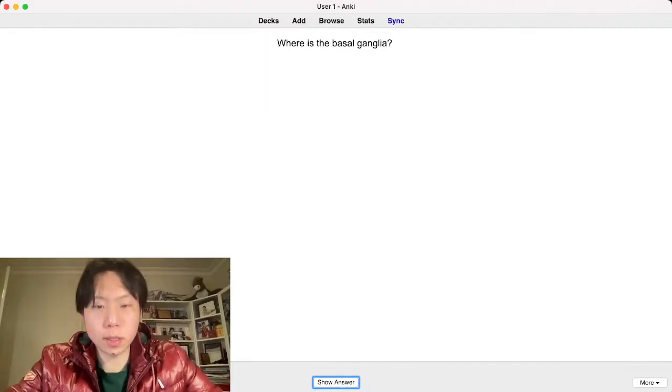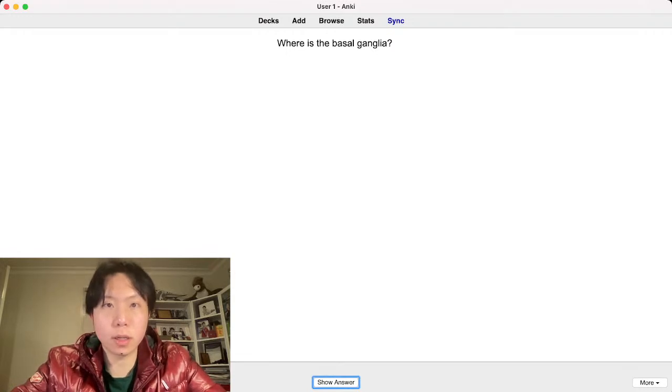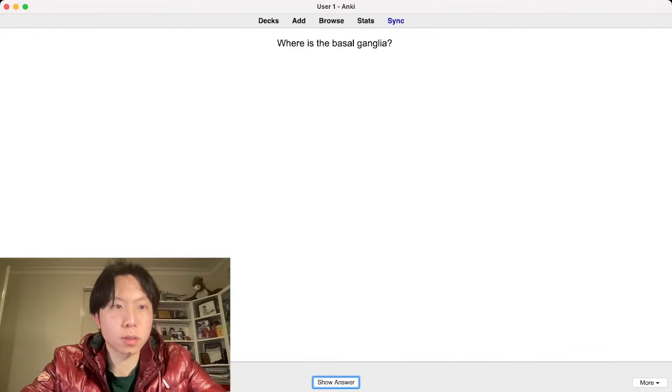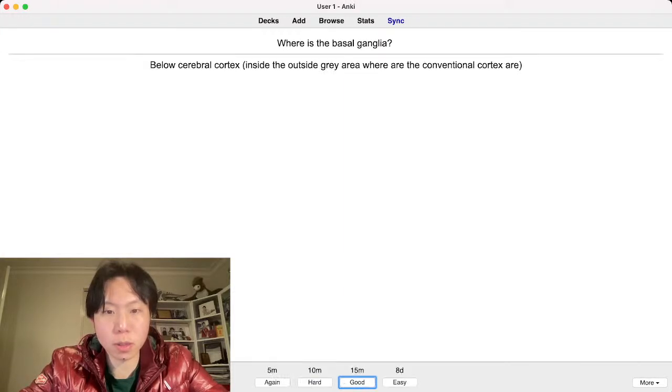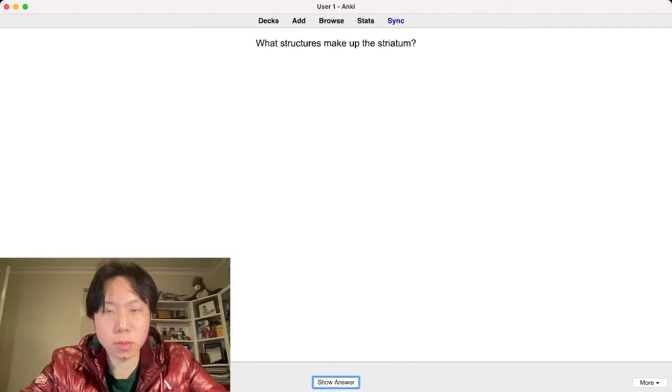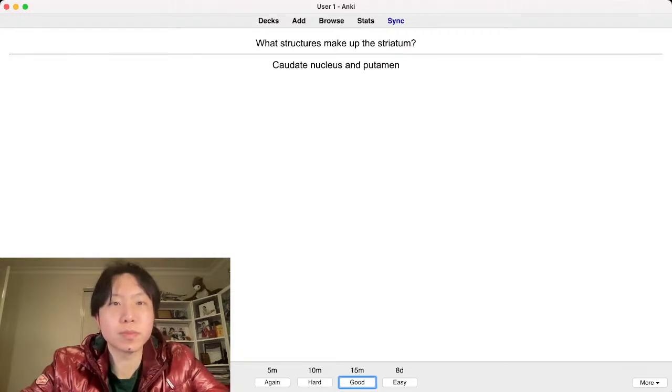Where is the basal ganglia? They are deep inside the brain. Striatum.